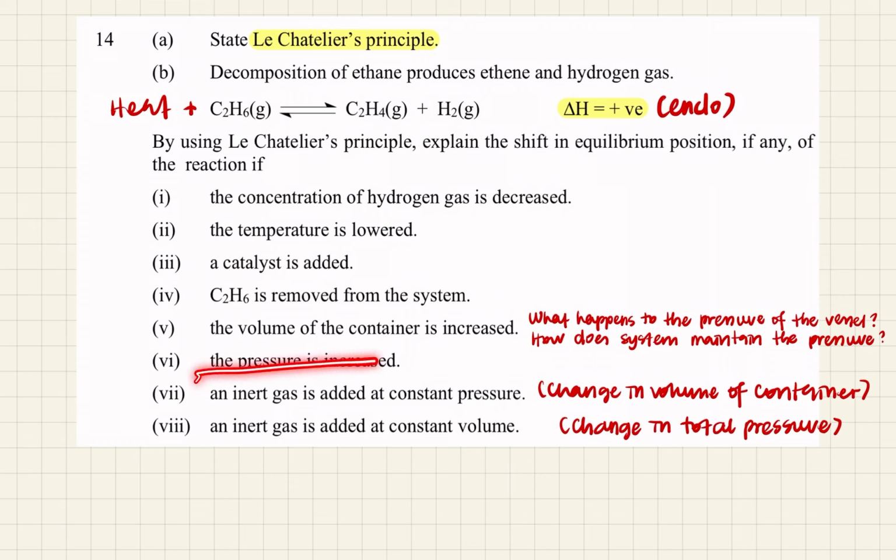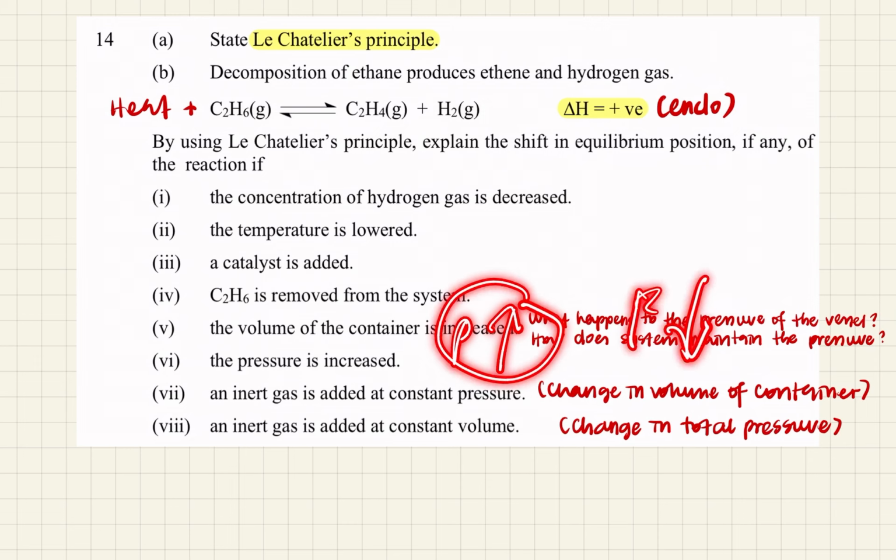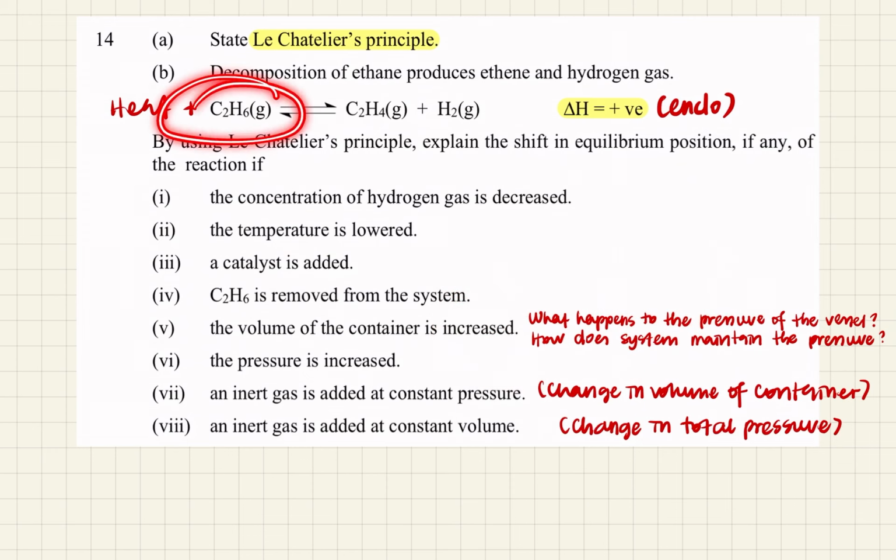Next, pressure is increased. So kalau pressure is increased pula, then your system will try to decrease the pressure. How? Maksudnya terbalik macam tadi. Kita akan shift to the side with lesser number of moles, which is to the left. Alright? Untuk re-establish the equilibrium.